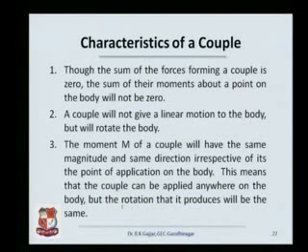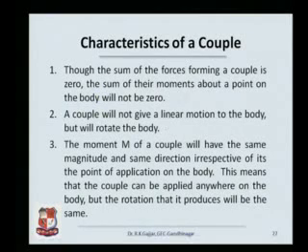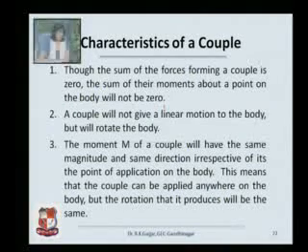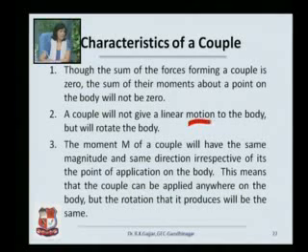So having studied this much about couples, let us try to summarize what we mean by couples and what are the characteristics of a couple. If the sum of the forces forming a couple is 0, it should be 0 because the vertical and the horizontal components are going to negate each other because the forces are going to be equal and opposite in direction. But the sum of their moments about a point on the body will not be 0. A couple will not give a linear motion to the body. Why? Because both the horizontal and the vertical components are going to negate each other.